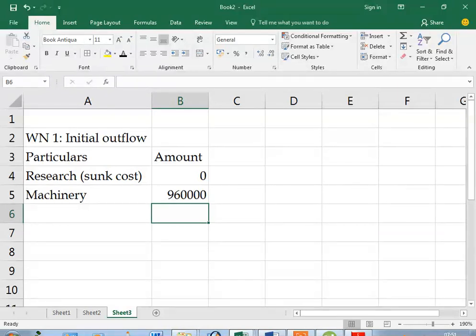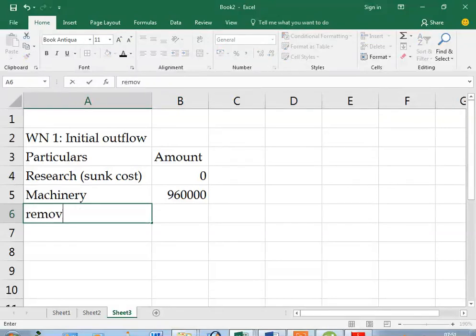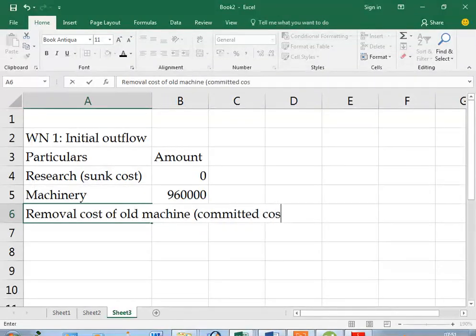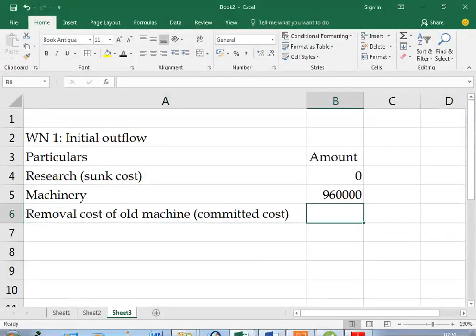Removal. How much? Relevant or irrelevant? Read that line. It's already arranged, so it's irrelevant. If it was yet to be arranged, then it would be relevant. I'm not sure why they arranged this, but it's already arranged, so it is irrelevant. So the removal cost of the old machine is not a sunk cost, but it's called a committed cost. You've already committed to doing this, so you can't do much about it. All committed costs are also irrelevant.